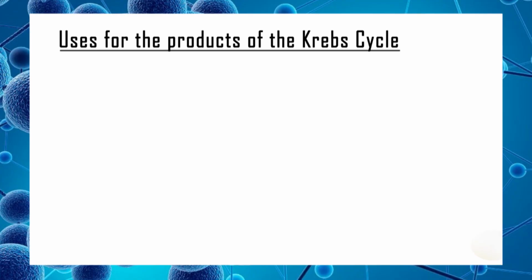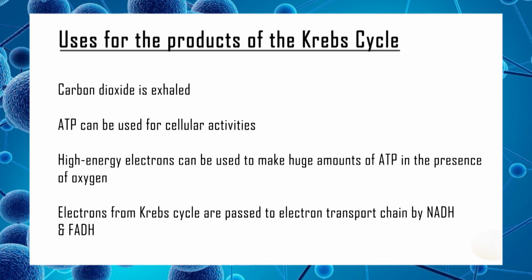Now, what are the uses for the products of the Krebs cycle? The carbon dioxide is exhaled, that means it is the waste product, and ATP can be used for cellular activities. High energy electrons stored in NADH and FADH2 can be used to make a huge amount of ATP in the presence of oxygen.